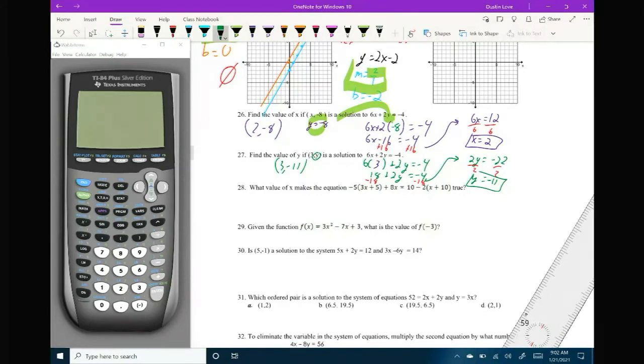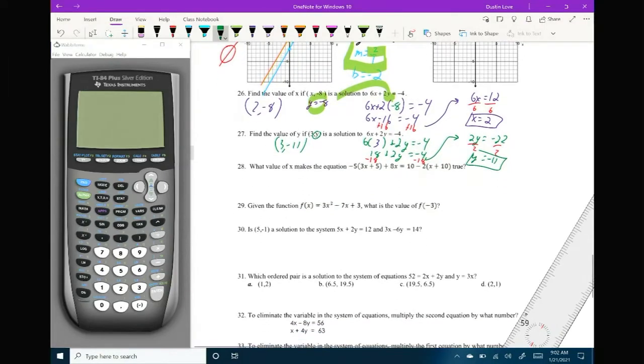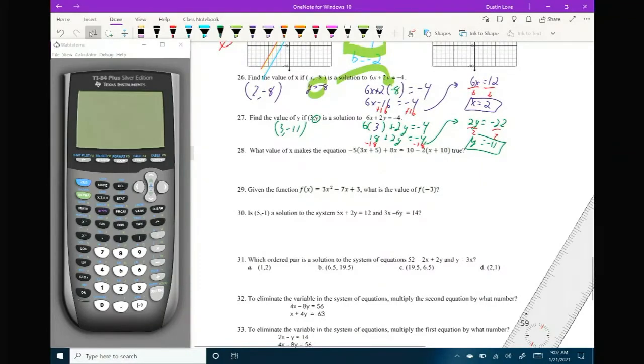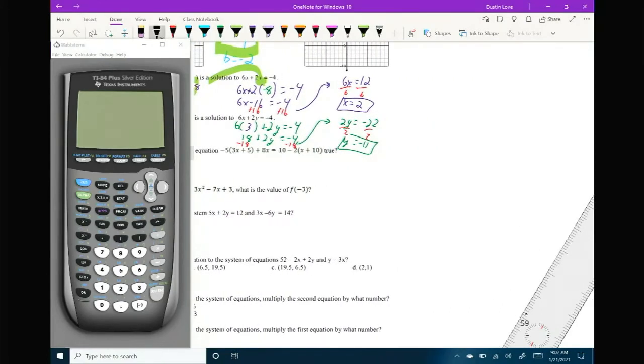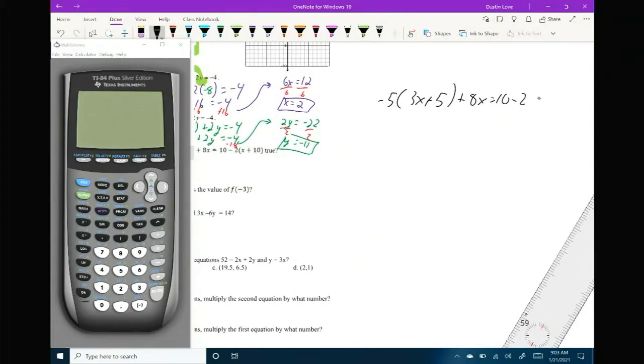All right, 28 is asked in kind of a weird way. What value of x makes that equation true? All it's asking you to do is solve, and there's not much room to do it here, so I'm actually going to copy it off on the side. Negative 5 times 3x plus 5, plus 8x equals 10 minus 2 times x plus 10.